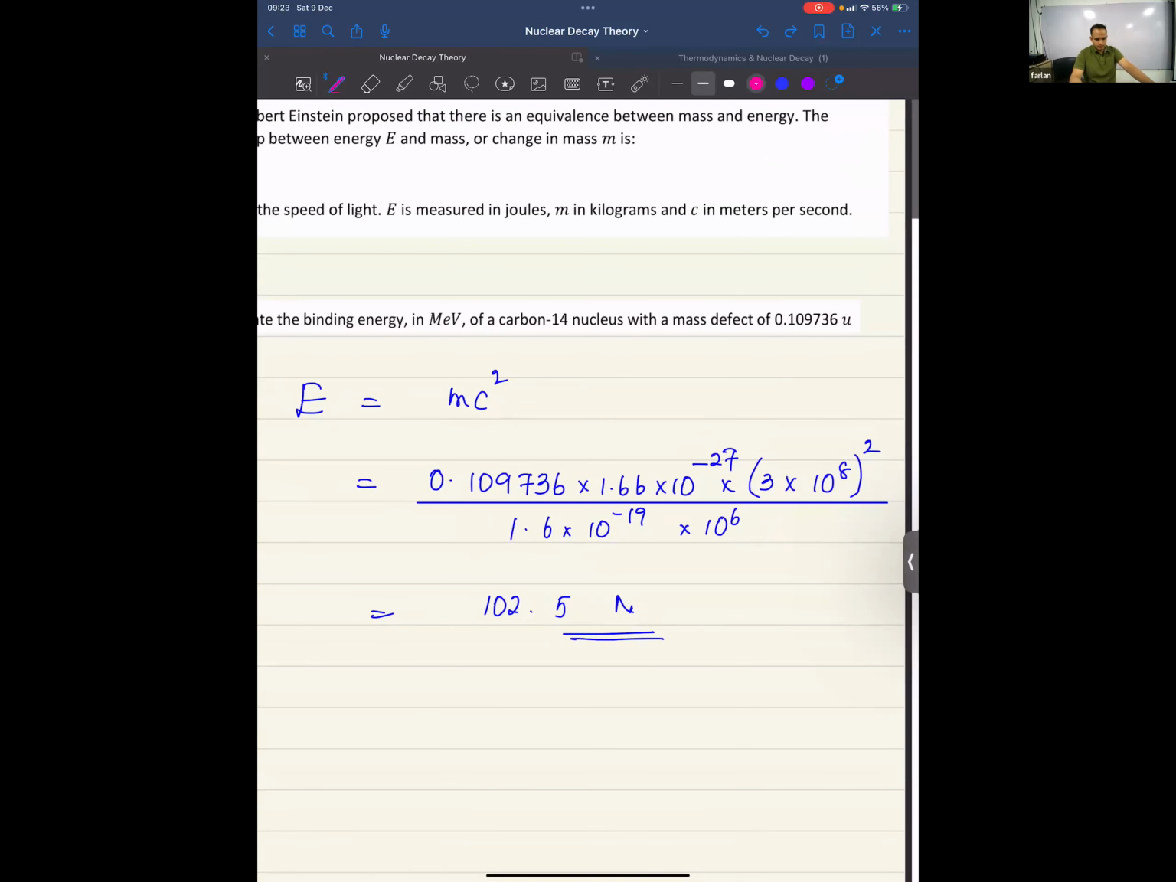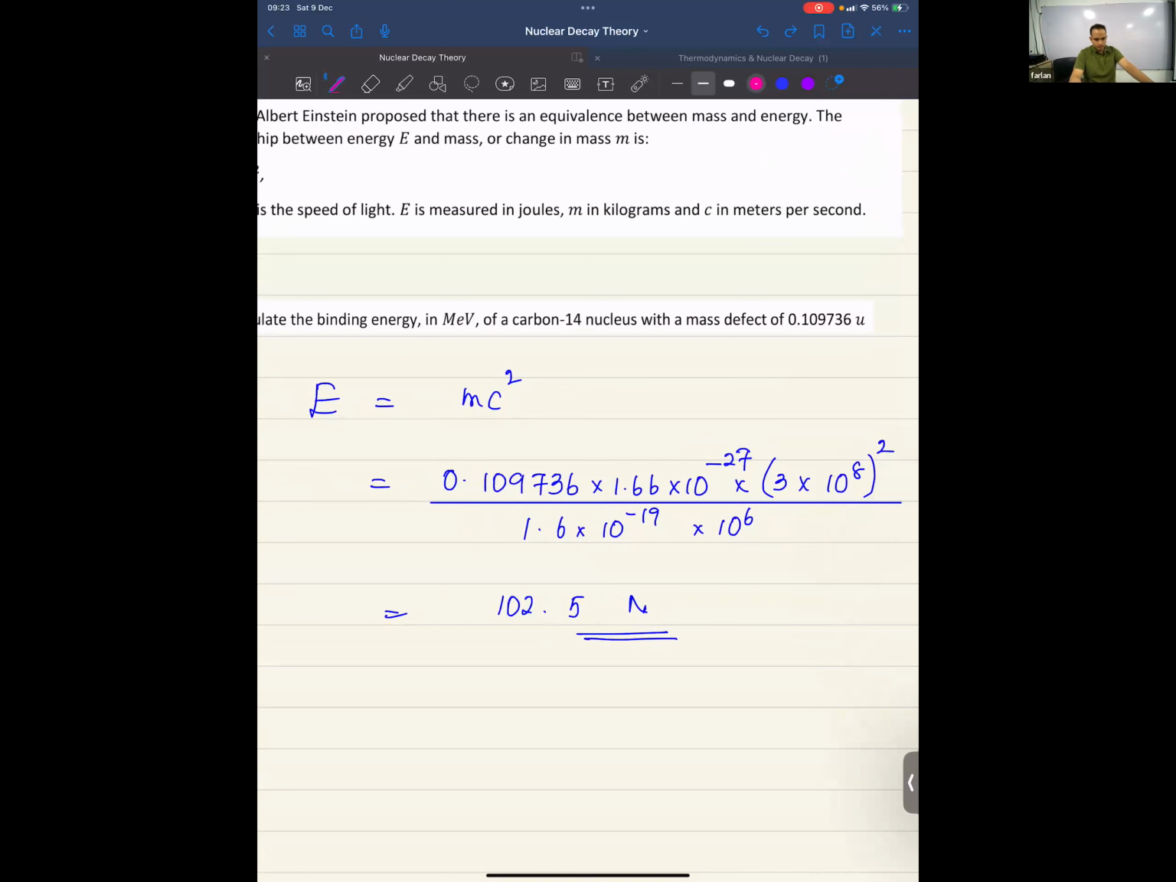So why did you multiply by the unified atomic mass unit? Because the mass defect is given in U. For the equation E equals mc square, we need to substitute in SI units, so the mass has to be in kilograms.